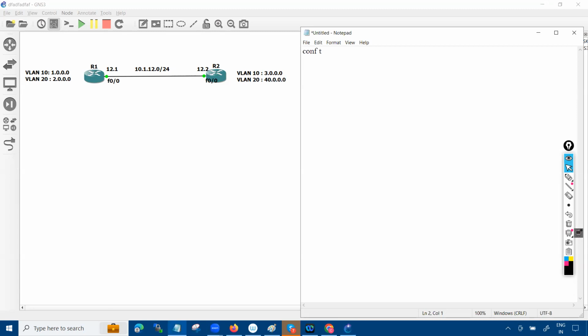You just need to go into config terminal on router number 1. Interface fast 0/0, IP address 10.1.12.1/24, no shut. Interface loopback number 1, 1.1.1.1/8. Interface loopback number 2, 2.2.2.2. So what I told you, if you remember, will you tell me one thing? How many host bits do we have in this IP? In this subnet, how many host bits do we have?